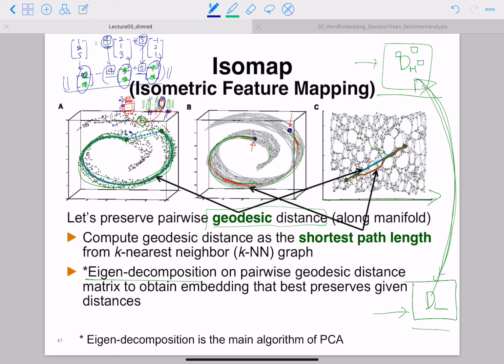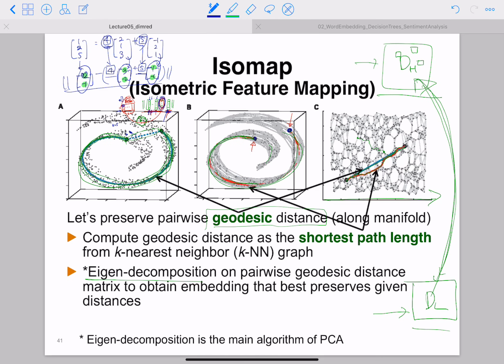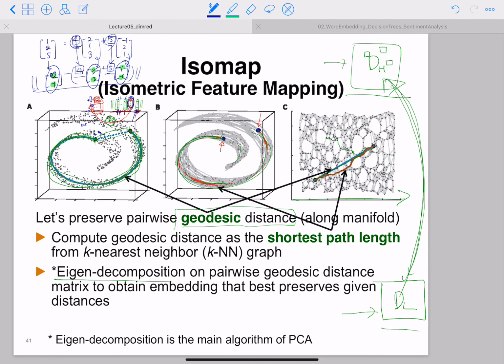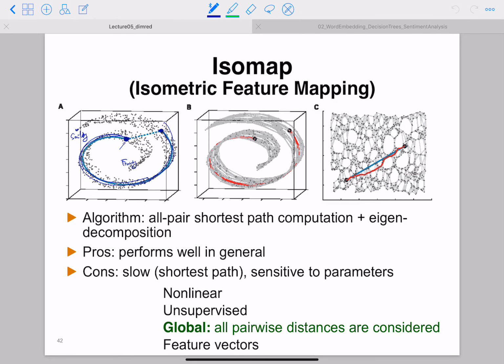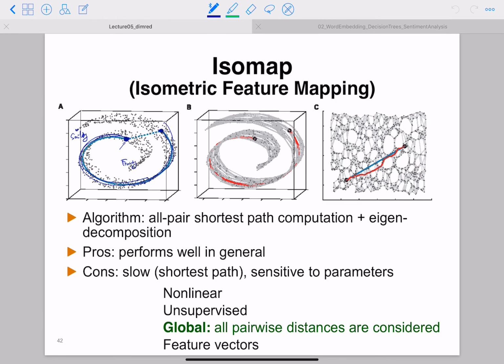So that is an LLE, and nicely, the optimal coefficient is also computed based on eigen decomposition by forming some matrix. That's the beauty of the theory behind this LLE. But in practice, this LLE doesn't work very well in many applications, so LLE is not used much these days. But in general, isomap performs well.